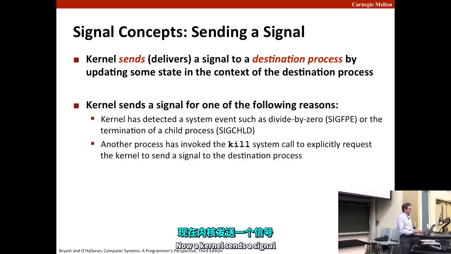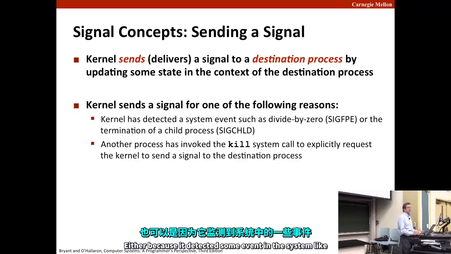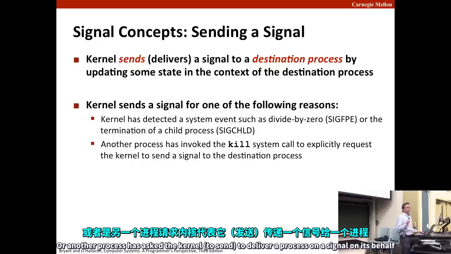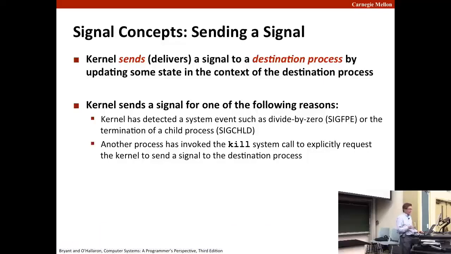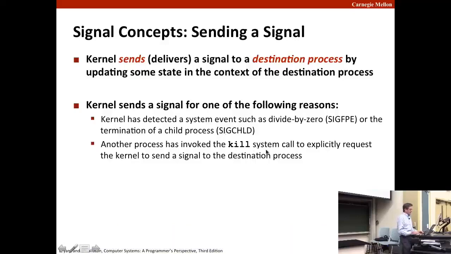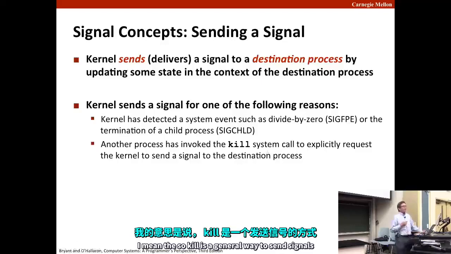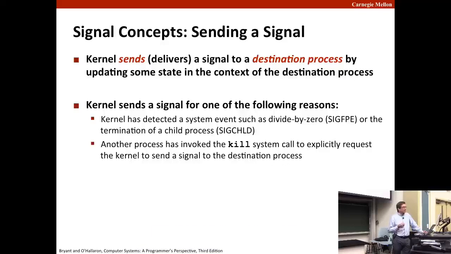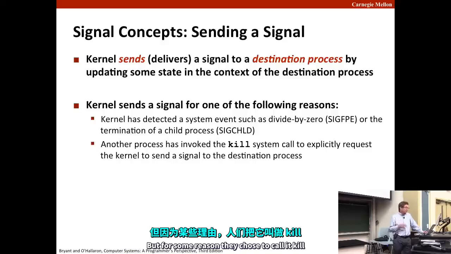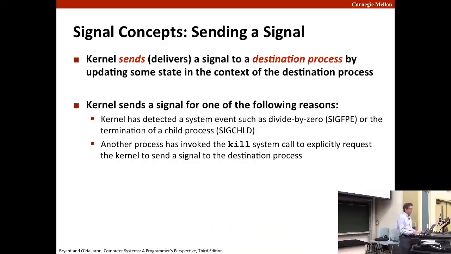Now, the kernel sends a signal either because it detected some event in the system, like a child process terminated, for example, or because another process has asked the kernel to deliver a signal on its behalf. There are a number of ways to do that. One of them is with the kill system call. It's kind of an unfortunate term, isn't it? Kill is a general way to send signals, and the impact is sometimes not to kill the program, but for some reason they chose to call it kill.